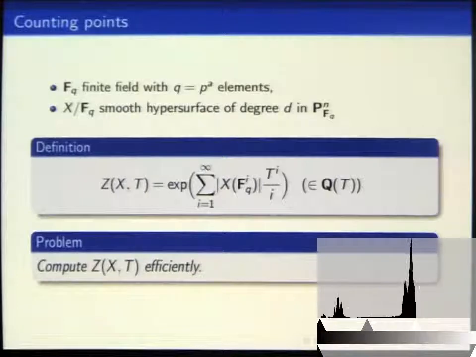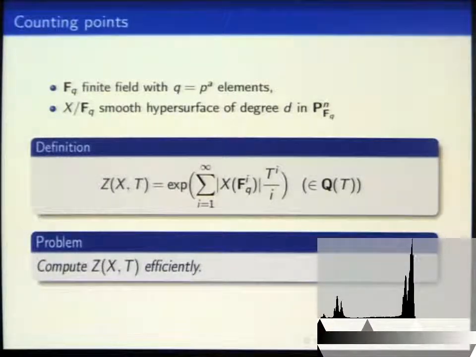So let Fq be a finite field with q = p^a elements. Slightly non-standard to call this a, but I need n for something else later on. And X is a smooth hypersurface of degree d in P^n. So in particular, X has dimension n minus 1. Then we can define the zeta function like this. That's all clear for everyone, I guess. It contains the number of points of X over all the extensions of Fq. It turns out to be a rational function by the Weil conjectures. And the problem is to compute it efficiently.